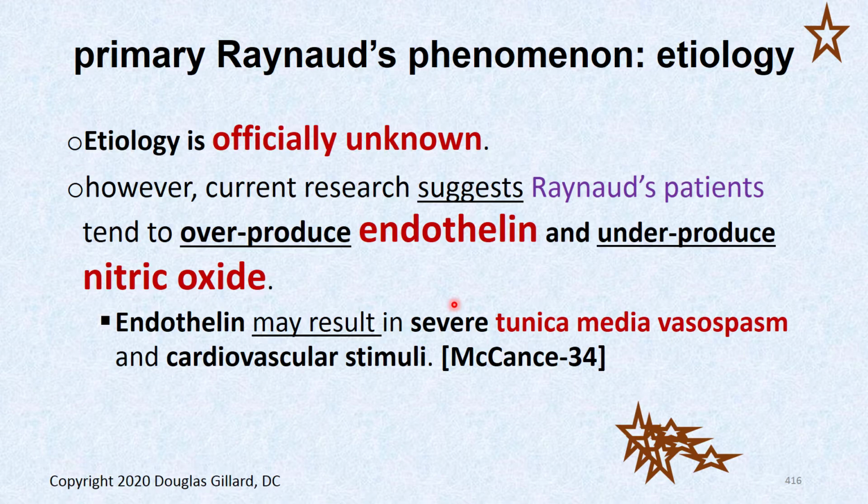The etiology is unknown. Again, the current research points the finger at an overproduction of endothelin and an underproduction of nitric oxide. Probably you don't have genes that are producing enough nitric oxide, and you have hyperactive genes expressing endothelin where they shouldn't be. Remember, that's only for bleeding, severe drops in blood pressure. Is that supposed to be turned on? And of course, the endothelin causes tunica media vasospasm.